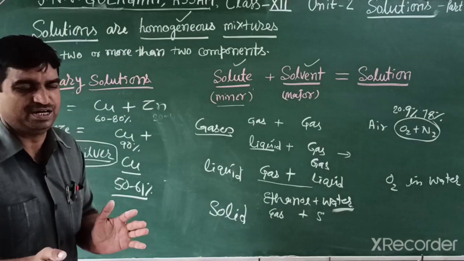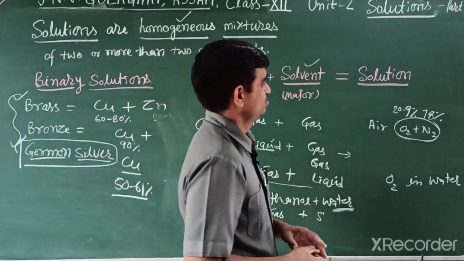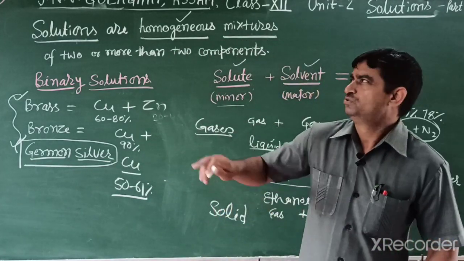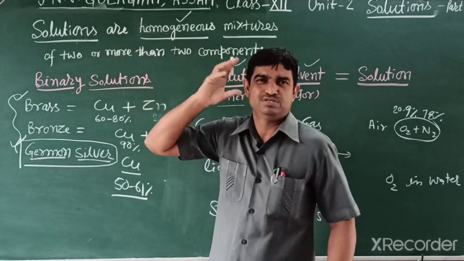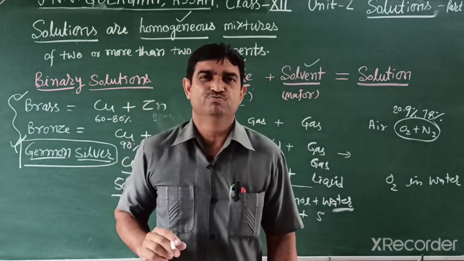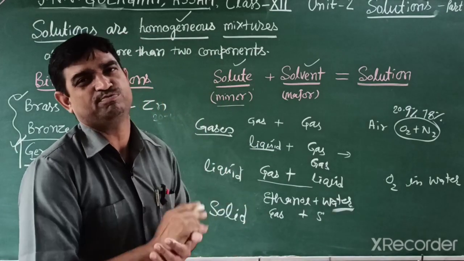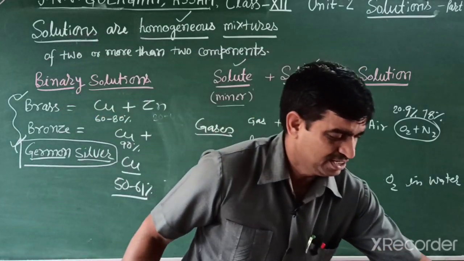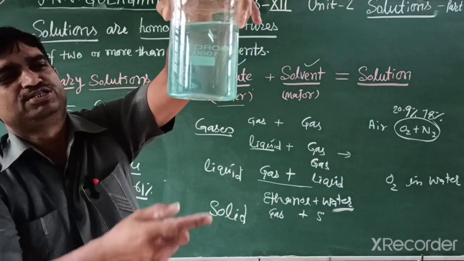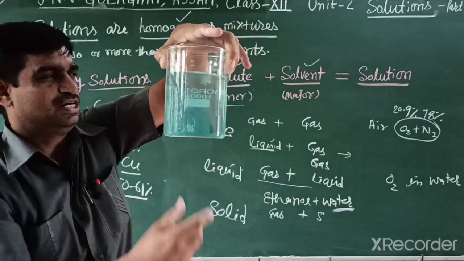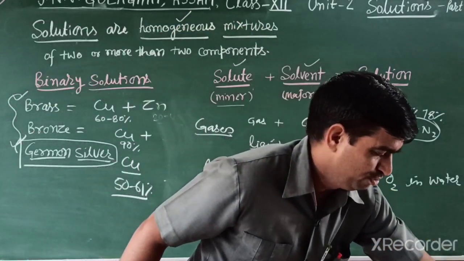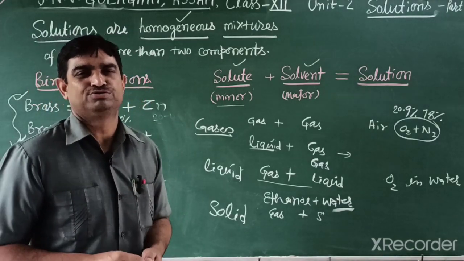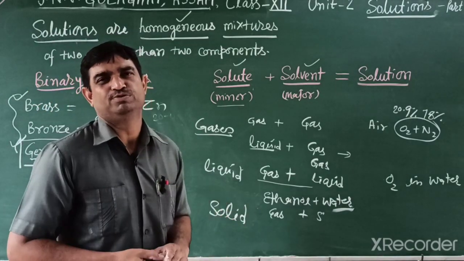But how can we prepare them? They should be equally distributed. So this is a brief description of solutions. When a solution comes up, you should remember only one phrase: homogeneous mixture, meaning uniform composition. There is no separation and no separate layer. It is uniform, equally distributed from bottom to top. So a solution is a homogeneous mixture. Then our next topic is how we express the concentration of the solution.